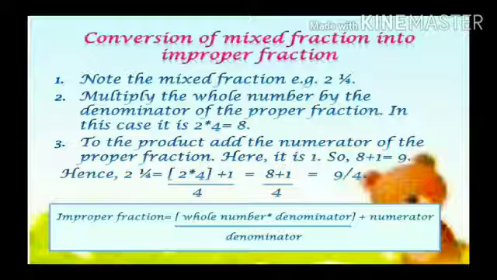Hence, 2 whole 1 upon 4 is equal to 2 multiplied by 4, then plus 1, upon the denominator, which is 4, is equal to 8 plus 1 upon 4, and at the end the answer is 9 out of 4 or 9 upon 4. So here the formula is given for the improper fraction. You have to multiply the whole number by the denominator and add the numerator, upon the denominator.